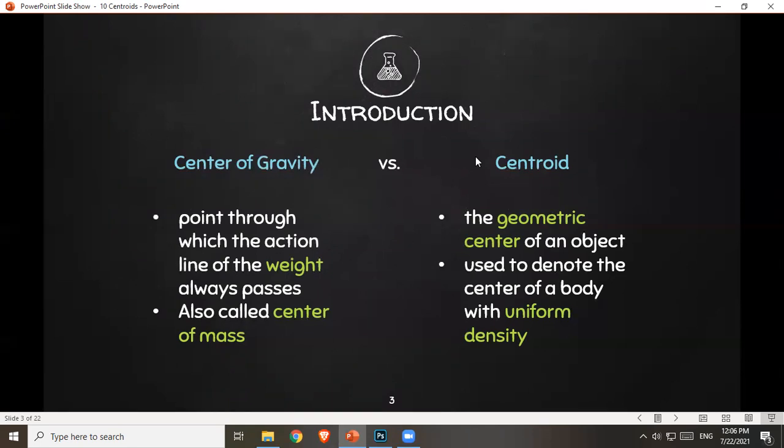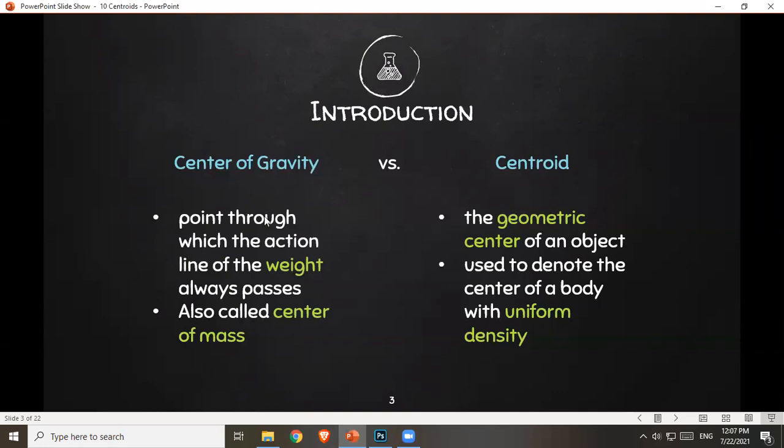These two are often interchanged with each other. However, even though they consist of a common concept, center of gravity and centroids are two terms that differ based on the concept in which it is used and the object it is used in regards to. So first, let's focus on center of gravity.